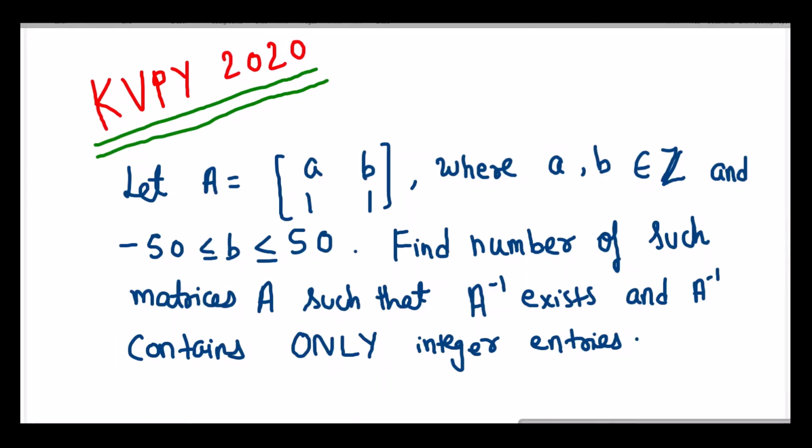Hello everyone. So this was the question which was asked in KVPY exam 2020. If you have a matrix A, which is a 2 cross 2 matrix, and its entries are nothing but a, b, 1 and 1, where a and b are integers, and they have given you the range for b. What is the range? It is from -50 to 50. The question is, if the inverse of A exists, then how many A inverses are there such that the inverse will only contain integer entries? That's what the question is.